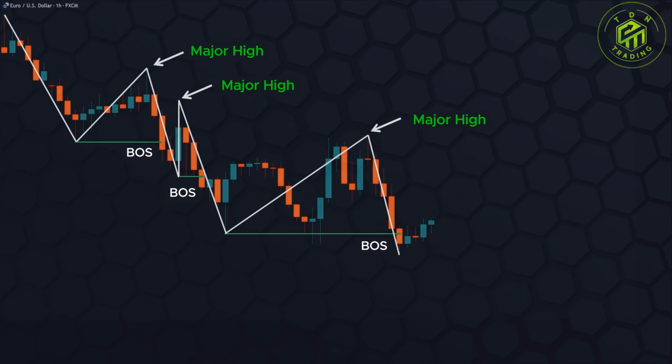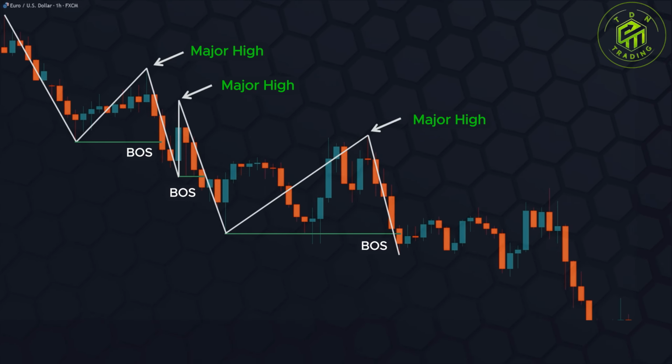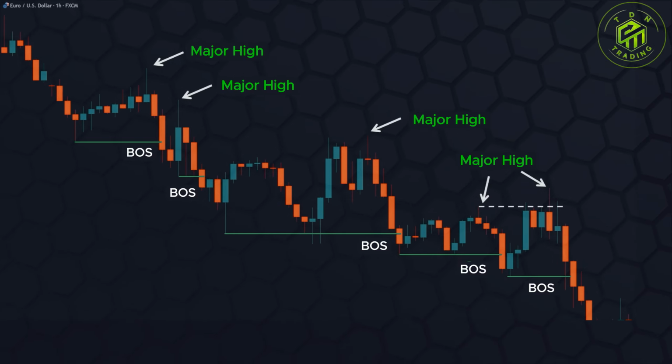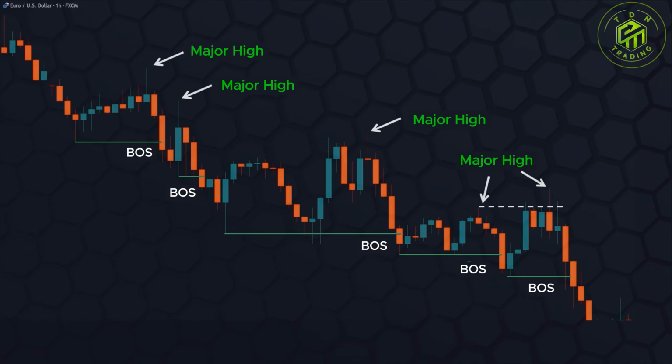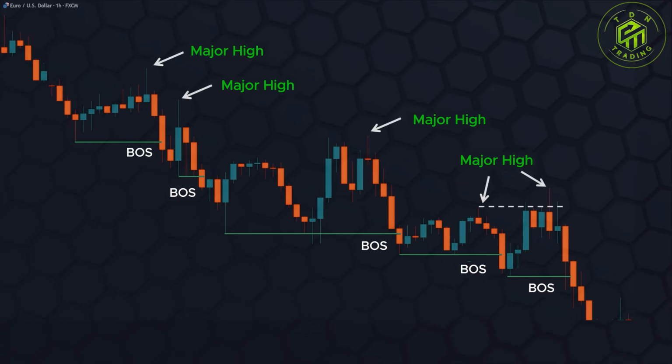A true reversal only happens if we break above the major swing low. We continue identifying major and minor swing lows until we get a valid change of character, signaling a reversal and shifting our bias to bullish. This was the first criterion for identifying a major swing, the origin of a break of structure. There are 2 more criteria that help us identify major swings and confirm the market direction.